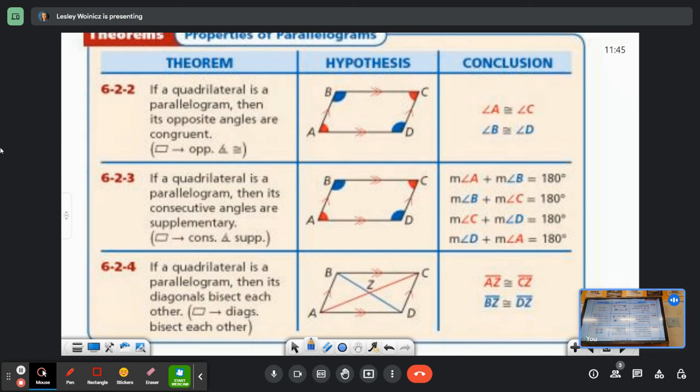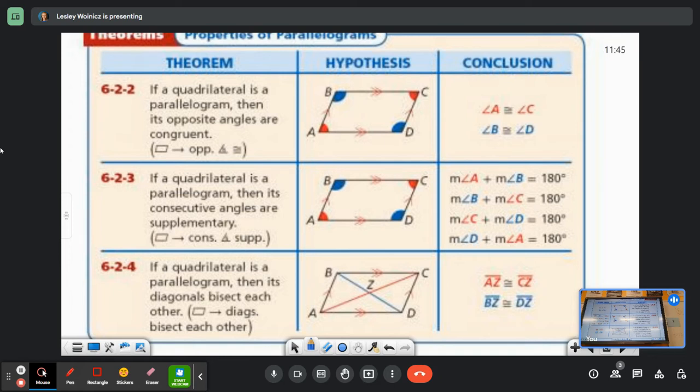Cool. If a quadrilateral is a parallelogram, then its consecutive angles are supplementary. Okay, we just talked about why that is. It's because of those parallel lines and the transversals. I feel like that one should have come first, but I didn't make the textbook that this came from.